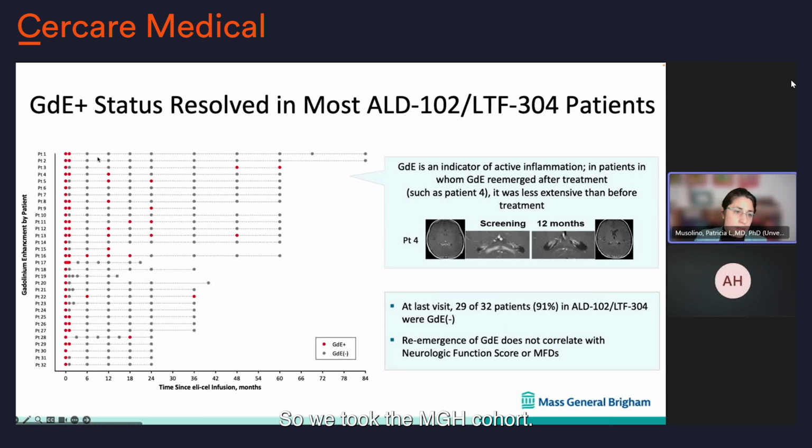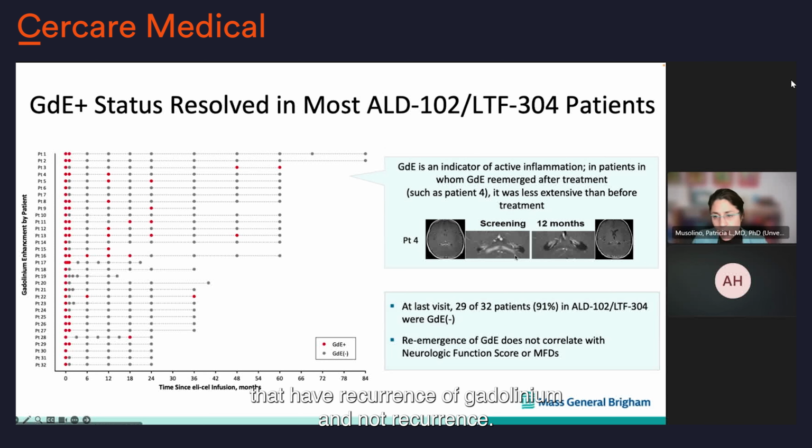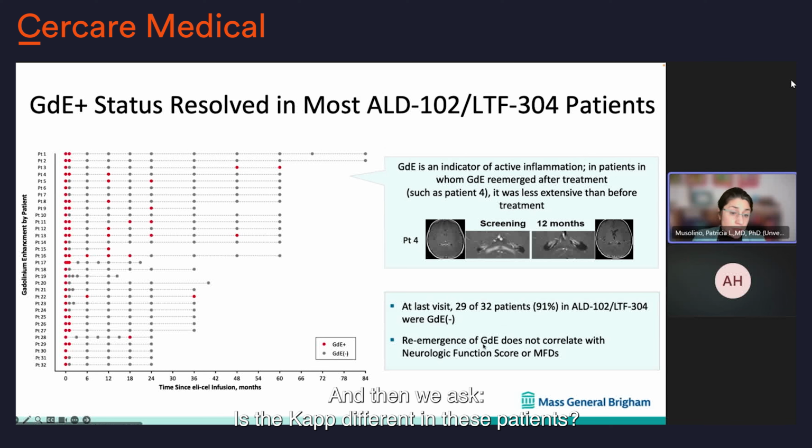So we took the MGH cohort, and this is also published in the same Nature Communications paper, and we looked at the contrast enhancement between patients that have recurrence of gadolinium and those that do not. And then we asked, is the K-up different in these patients?